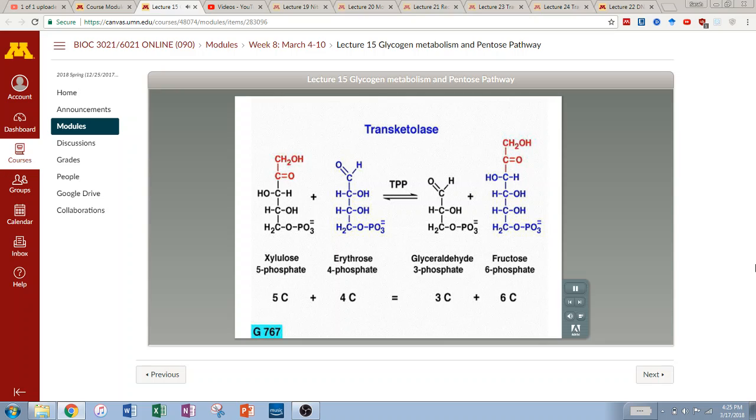Finally, and it can't come too soon, the erythrose 4-phosphate product of the previous step reacts with a second xylulose 5-phosphate from the phosphopentose epimerase reaction to give glyceraldehyde 3-phosphate and fructose 6-phosphate. This reaction is catalyzed by the same transketolase enzyme we talked about before, but one of the substrates, erythrose 4-phosphate, and one of the products, fructose 6-phosphate, are different.